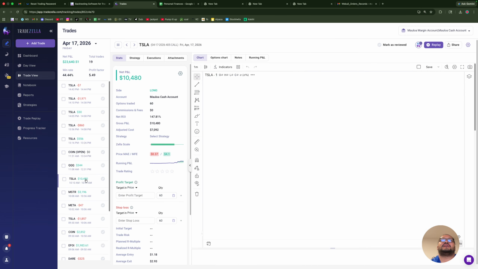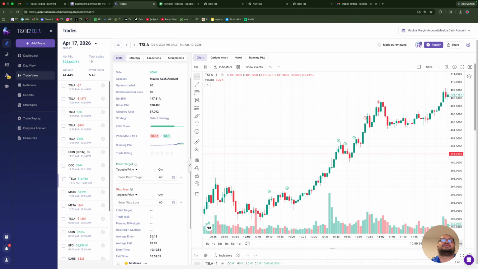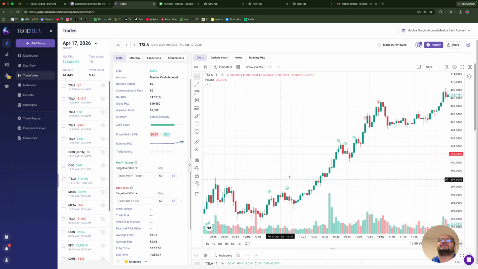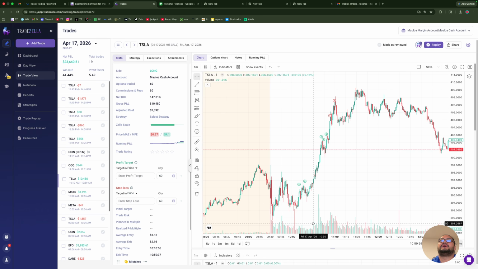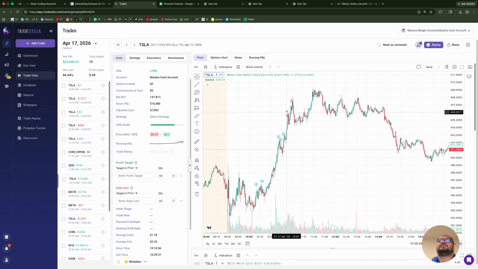Tesla. This is the Tesla call that I got in. So the average price was $1.18. I got in at 60 contracts, and then exited at 2.93 average price here. So here's where I got in, and then it kept going up. Saw this consolidation here, bought in a little bit more, and then it rose again.